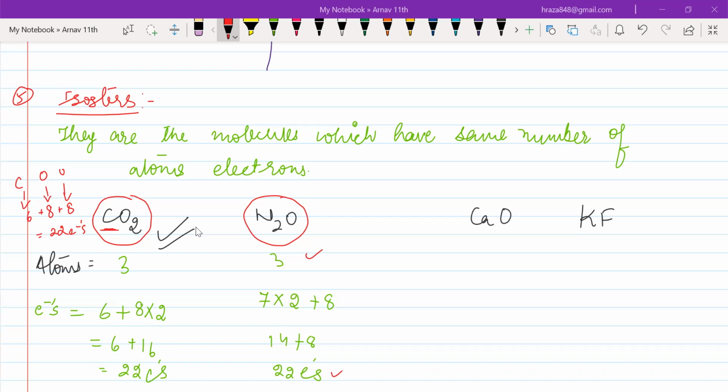So they are not isosters. They are not isosters. Yes, sir, they're not.